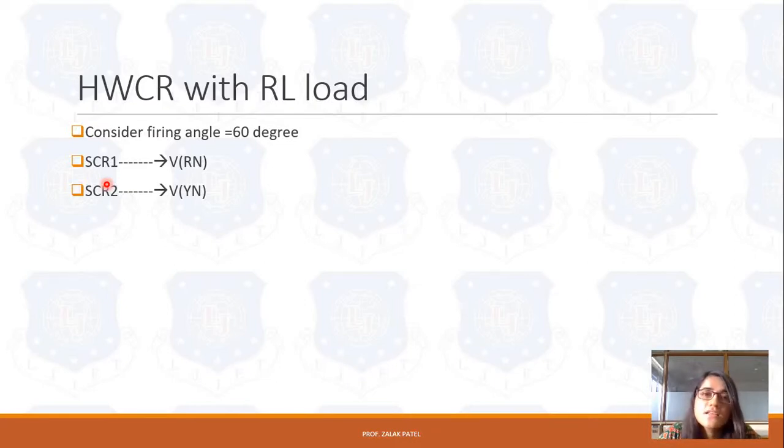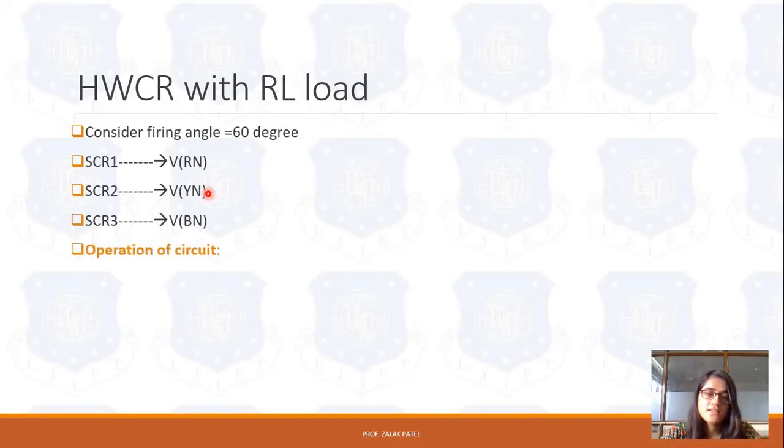So at 60 plus alpha firing angle, VRN, meaning voltage across RN, is measured, and at that time SCR1 will be operated, or we can say that it will be conducted. Then after that interval SCR2 will be operated and the voltage is across YN. Same way, at the third, SCR3 will be operated and the voltage is across BN. So this is how the corresponding SCR will be operated and the voltage will be measured.